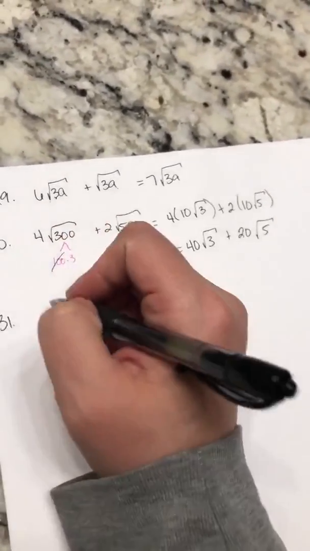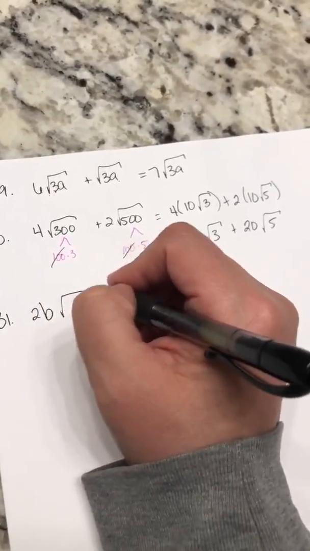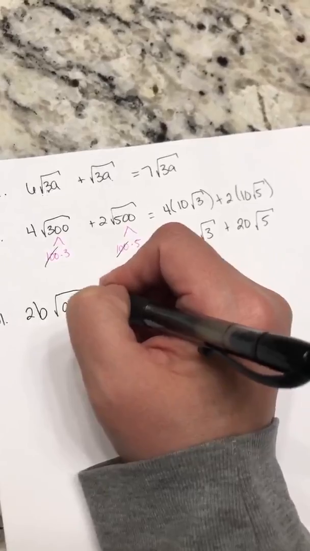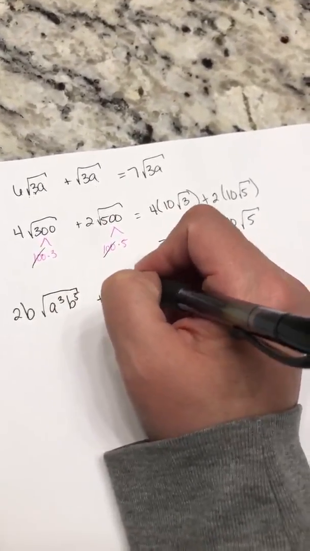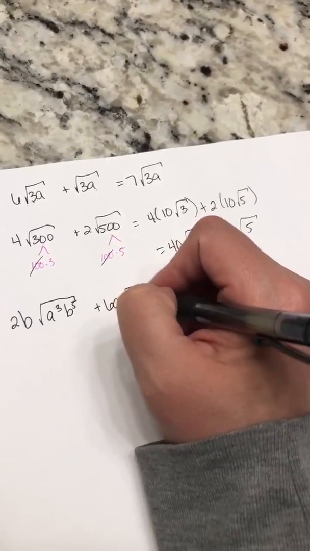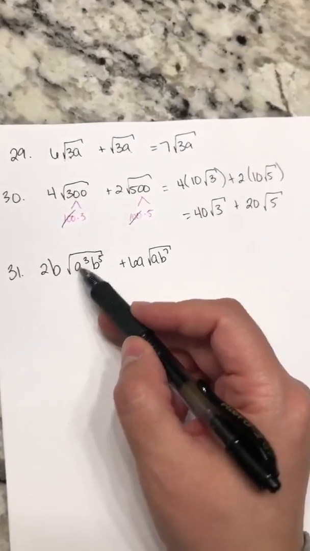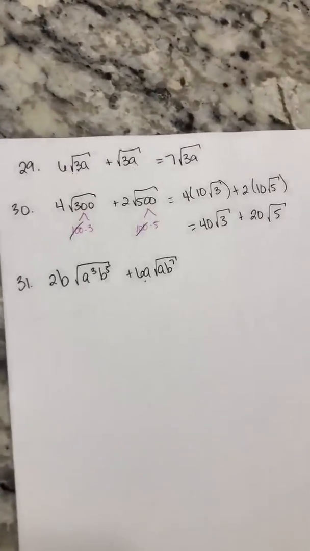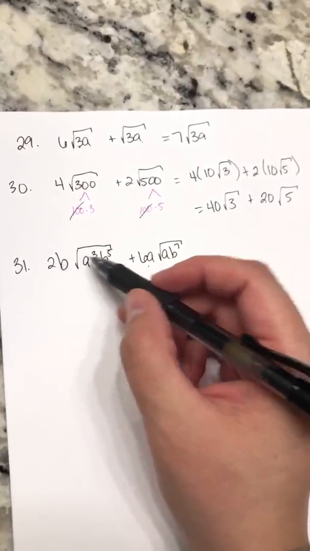So 31, we have 2b times the square root of a cubed b to the 5th plus 6a times the square root of ab to the 7th. So as it is right now, I can't combine these because they're not like terms, but if I simplify them, maybe I can. So you want to simplify and then see if you can combine.